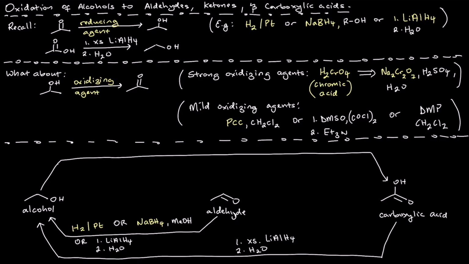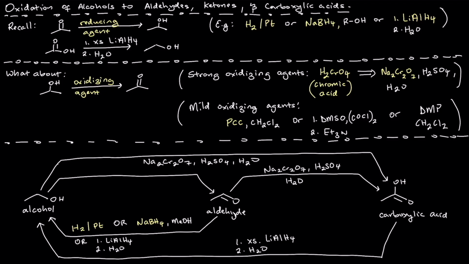So you can oxidize your alcohol all the way to your carboxylic acid if you use the strong oxidizing agents. So in this case, you can use your sodium dichromate, Na2Cr2O7 with H2SO4 and water. And remember that this is essentially just the source of H2CrO4, your chromic acid, and that's a really strong oxidizing agent. So it's not going to stop at your aldehyde, it will go all the way to your carboxylic acid. At the same time, we can also go from our aldehyde to our carboxylic acid, once again using your strong oxidizing agent.